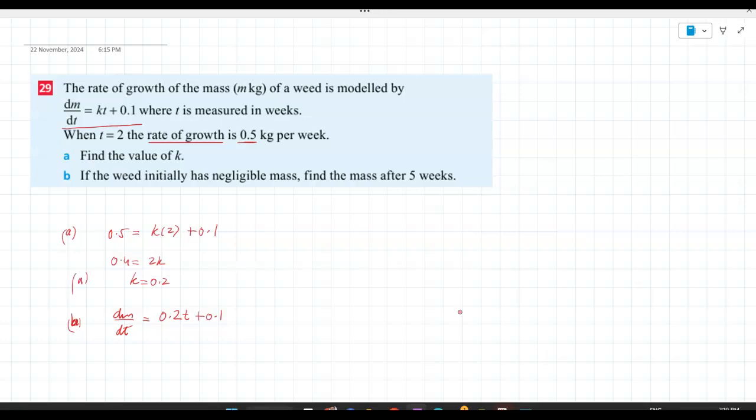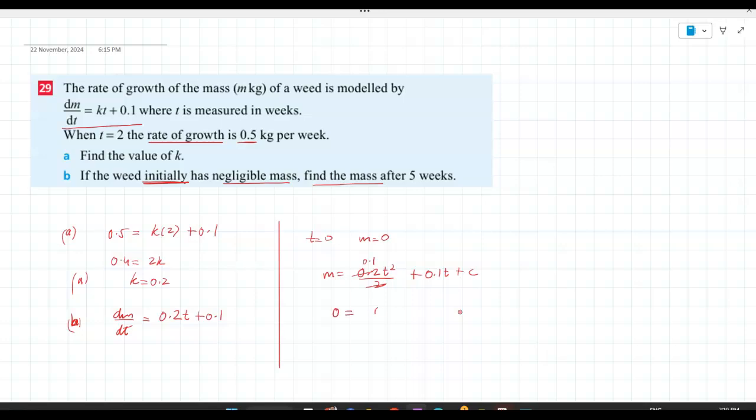Now part B, you have to find out m. Now they've given you the initial, the boundary conditions. So initially means when your time is 0, mass is negligible, means your m is 0, and you want to find the mass after 5 weeks. So first you will integrate this. So that's your 0.2 t square by 2 plus 0.1 t plus c. Correct? Now use the initial conditions.